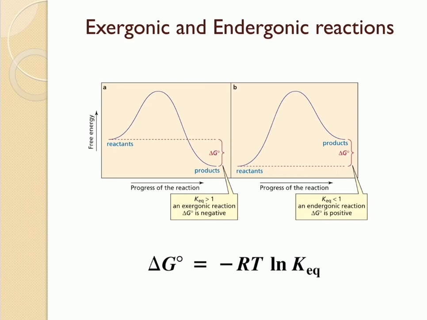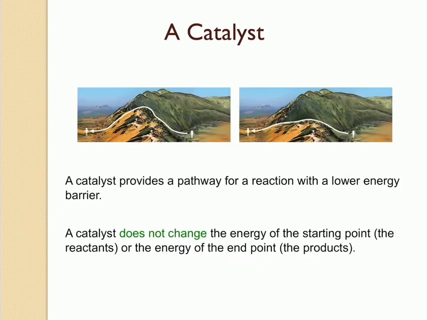In the endergonic reaction, the products are going to have higher energy compared to that of the reactants, and therefore they are unstable. The K equilibrium is going to be less than 1, and delta G is going to be positive. Catalyst. There are some reactions for which we have to add a catalyst.